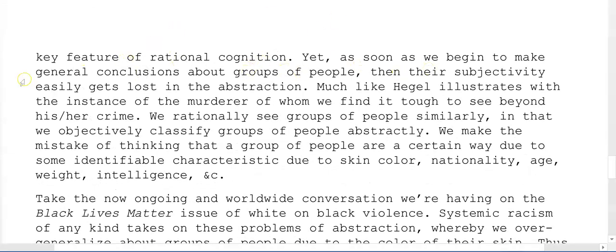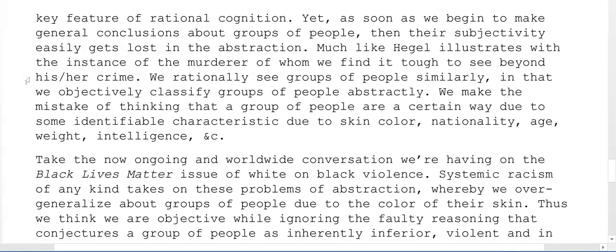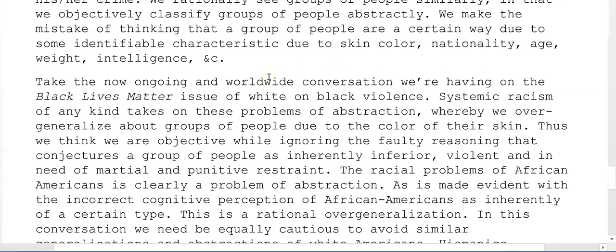Yet as soon as we begin to make general conclusions about groups of people, then their subjectivity easily gets lost in the abstraction, much like Hegel illustrates with the instance of the murderer, of whom we find it tough to see beyond his or her crime. We rationally see groups of people similarly in that we objectively classify groups of people abstractly. We make the mistake of thinking that a group of people are a certain way due to some identifiable characteristic, due to the skin color, nationality, age, weight, intelligence, etc.